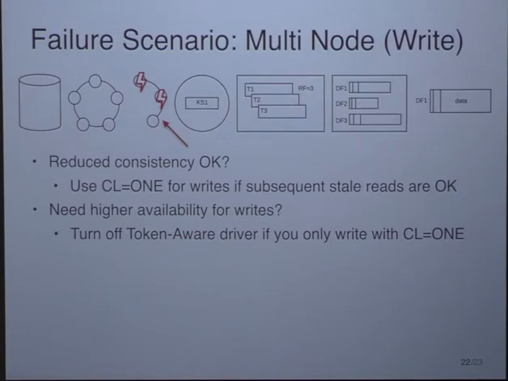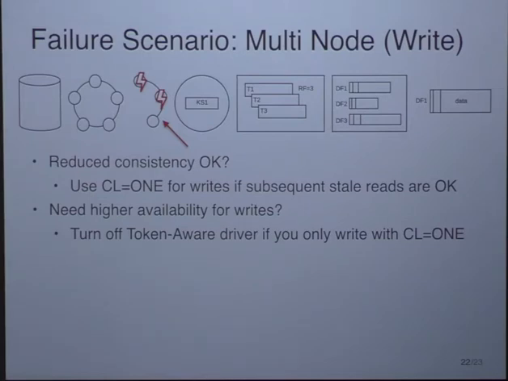If you need higher availability for your writes, you can turn off the token-aware driver. And if the two nodes that own it are down, it won't send you to the bad nodes. It will talk to some other coordinator which will queue it up, hint it, and move on with life. Any questions about that one? This is the most complicated one.